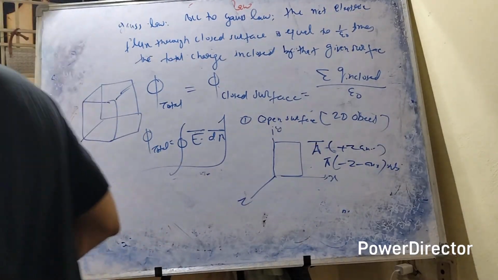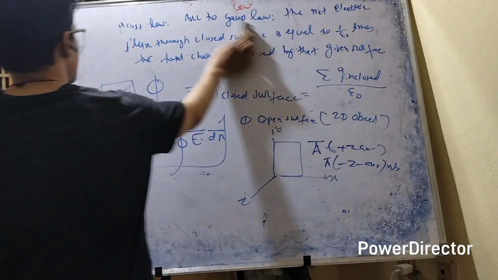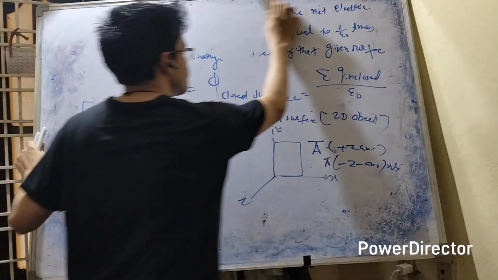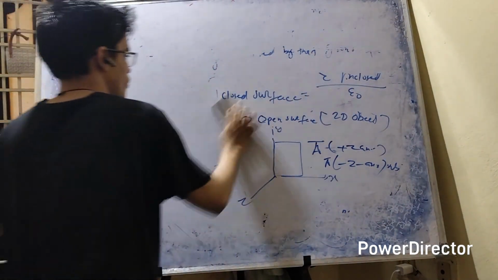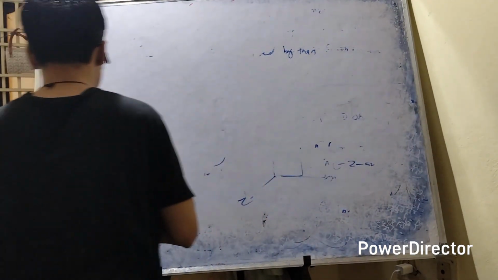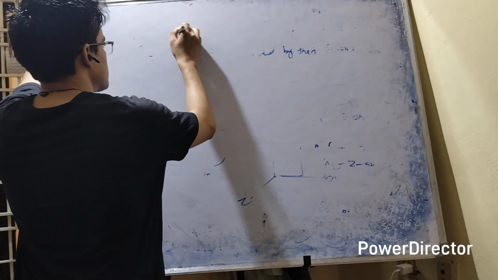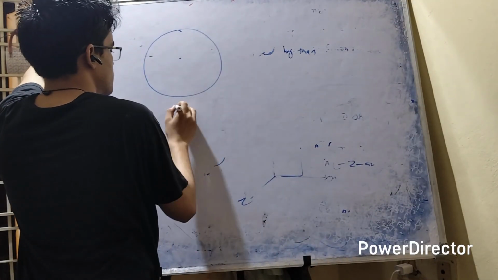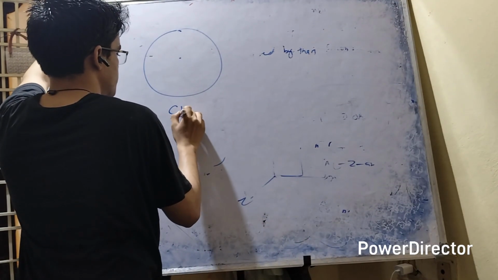Next, I'm asking a question. Suppose you have a sphere present. In case of a sphere, what is the direction of the area vector? Radially outward, perpendicular to that given surface. This is a closed surface, a sphere present here.